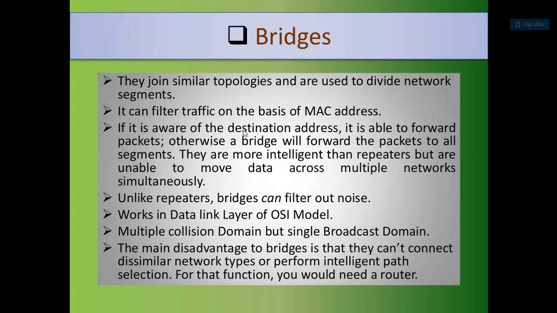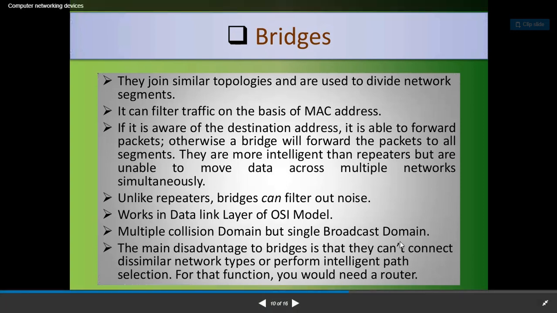If it is aware of the destination address, it is able to forward the packets. Otherwise, a bridge will forward the packets to all the segments. They are more intelligent than repeaters, but are unable to move data across multiple networks simultaneously. Unlike repeaters, bridges can filter out the noise, work in the data link layer of the OSI model, and have multiple collision domains but a single broadcast domain. The main disadvantage of a bridge is that it can't connect dissimilar network types or perform intelligent path selection. For that function, you need a router.